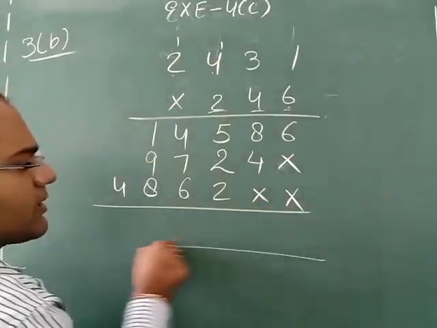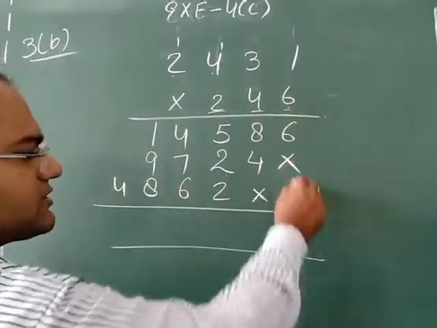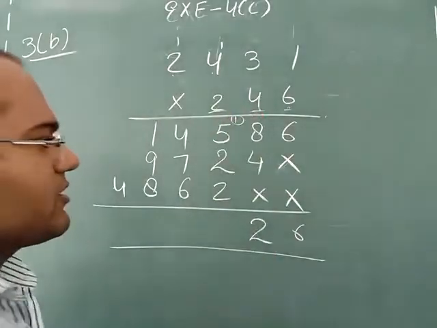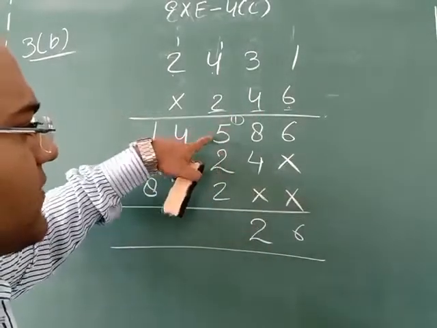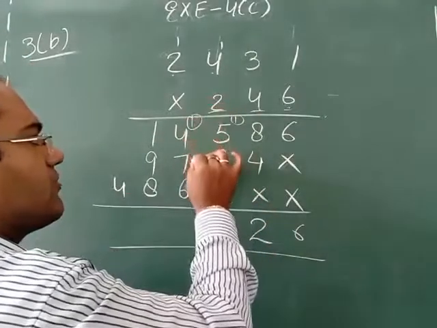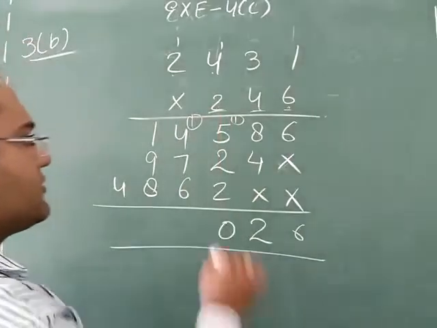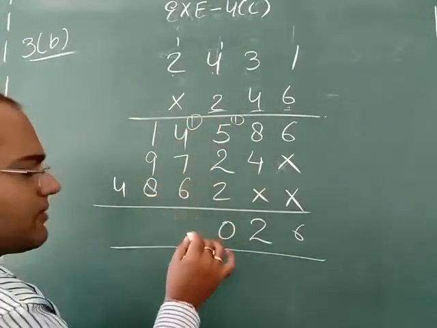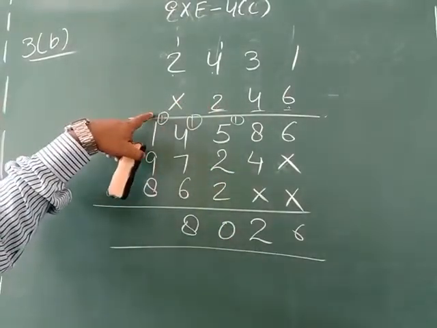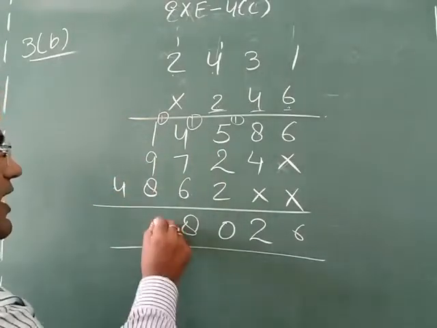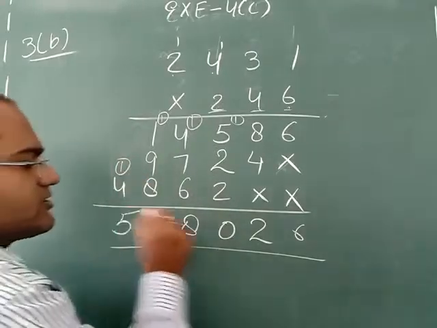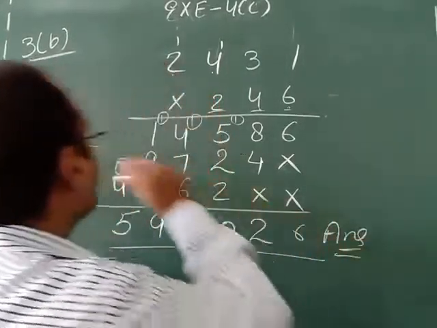Now we will add these numbers. 6, 8 plus 4 will become 12, so 2 we have to write here and 1 we will write on the top of these numbers. Now we will add these numbers. 5 plus 2, 7 plus 2, 9 plus 1, 10, so 0 and 1 on the top. 7 plus 4, 11 plus 1, 12, 12 plus 6 will become 18, 8 and 1 on the top. Now 9 plus 1, 10 plus 1, 11, 11 plus 8 will be 19. So 9 we will write here and 1 we will write here. 4 plus 1 will become 5. So this is the answer of third question B part.